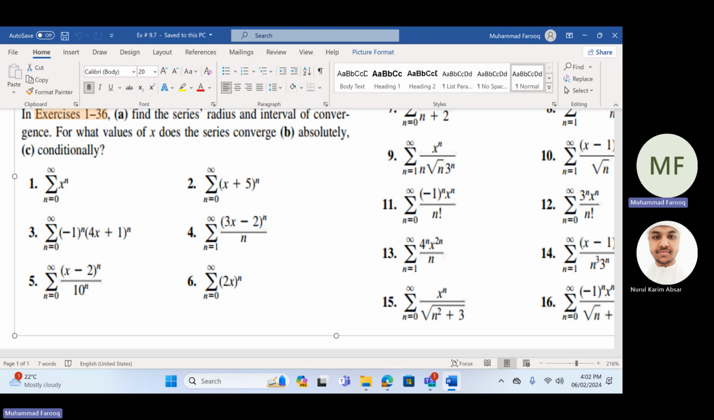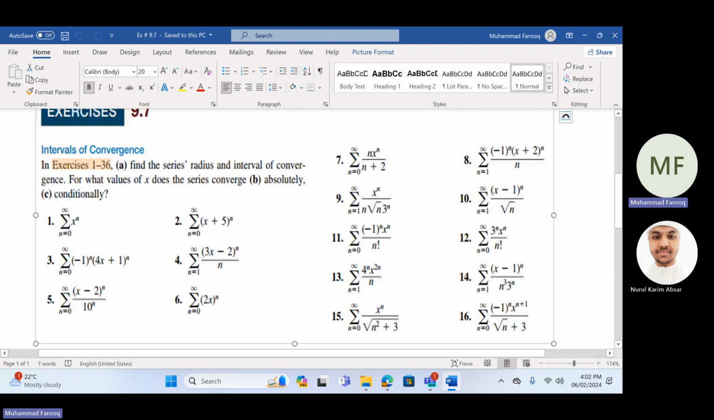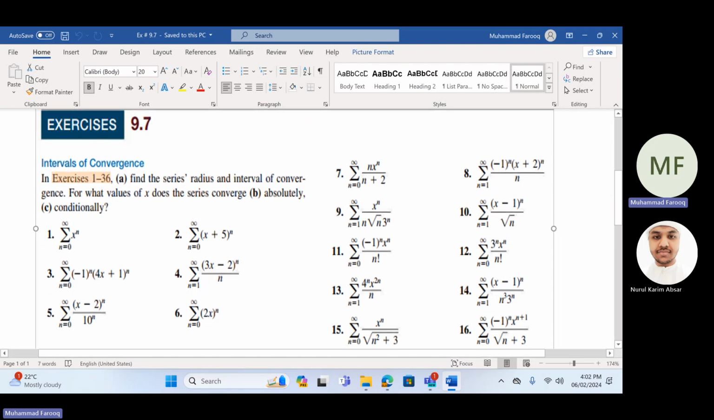Okay, good. Now, as I told you, the power series is slightly different from the other series which we discussed before. The reason is that you now have 2 variables, n and x. Now look at the question in 9.7 basically. If you look at the question in 9.7, what is the requirement?